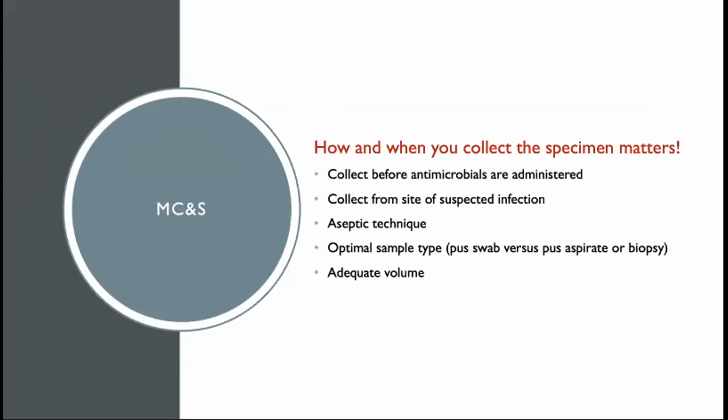And for CSF, the volume matters as well. The laboratory needs at least 1 ml for the culture. And if you're sending it to the mycobacterial laboratory, the TB lab, you're going to need between 5 and 10 mils of CSF, which is optimal for the mycobacterial culture.